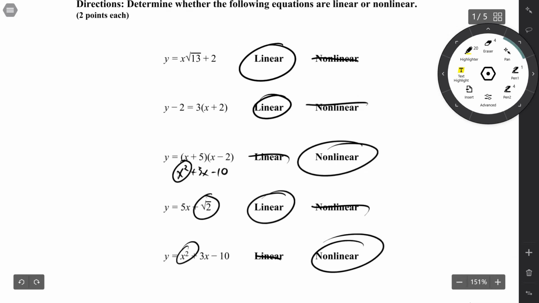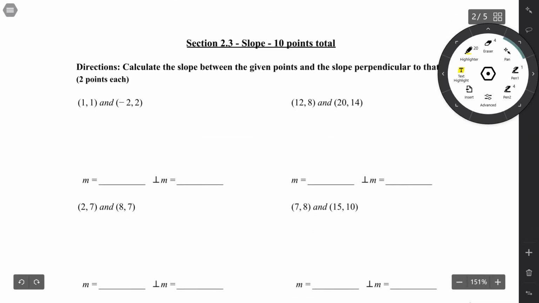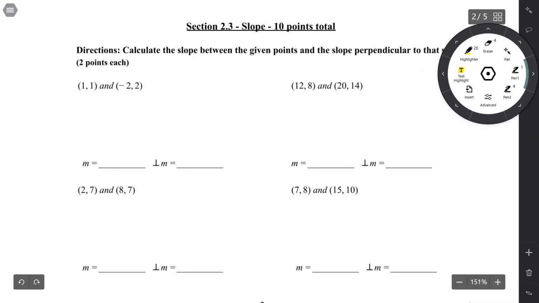So that would be full points for another section on the quiz, or the test. This one's all about determining slope. 2 points each, so, 1 point here, 1 point here. All of these are 1 point.